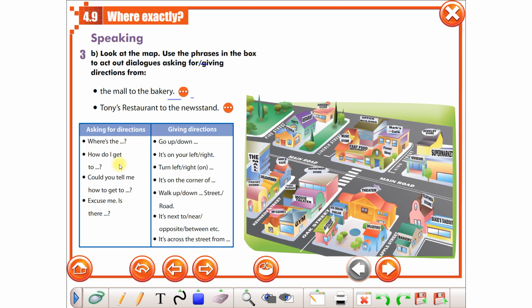Where's the, how do I get to? Could you tell me how to get to? Excuse me, is there, go up, go down, is on your left, is on your right, turn left, turn right, it's on the corner of, walk up, walk down, street, road, it's next to, it's near, opposite, between, it's across the street from. Okay.